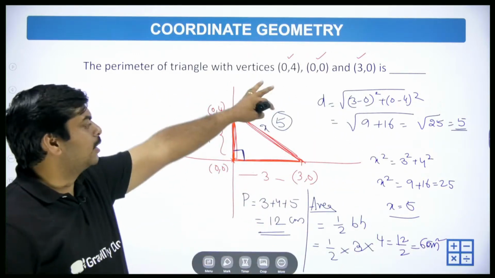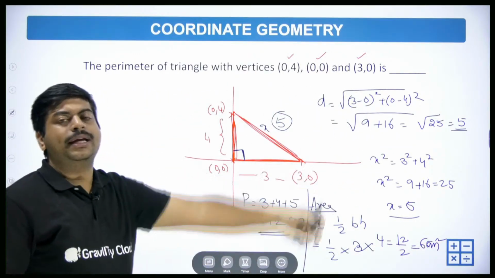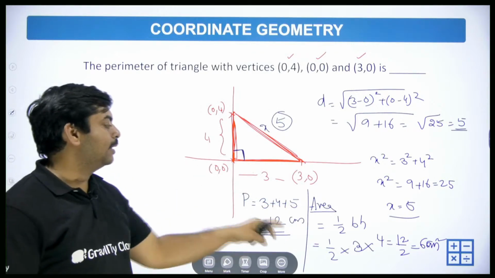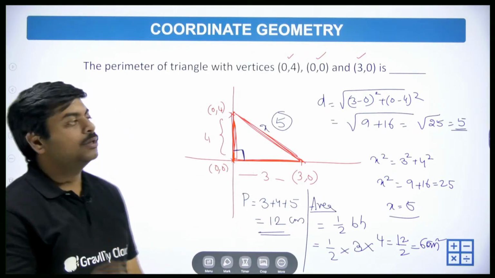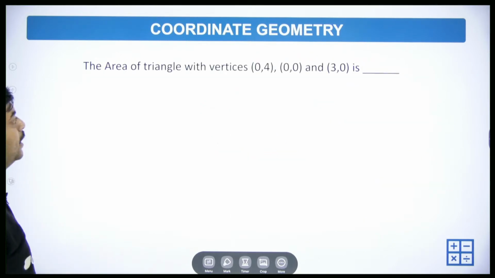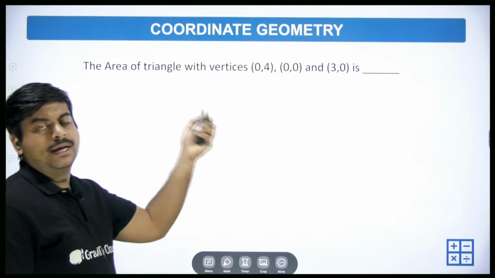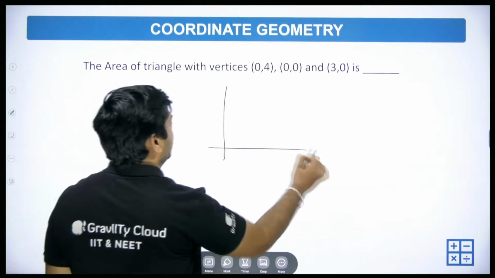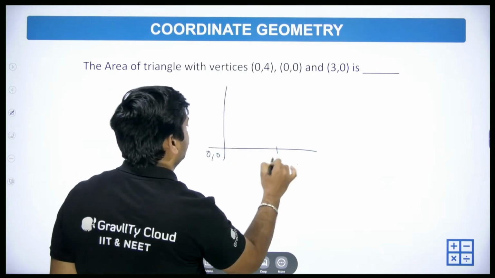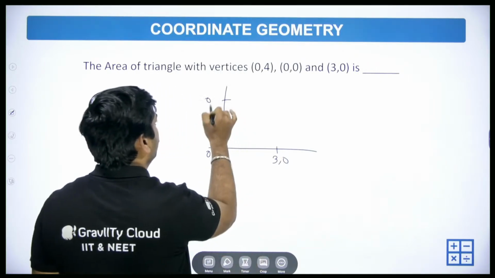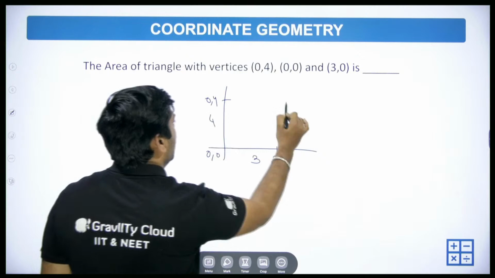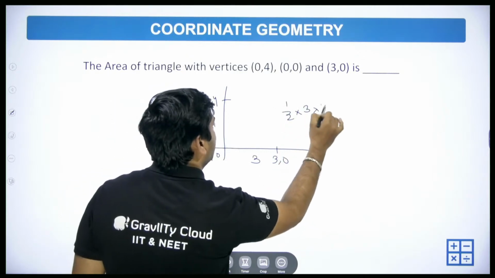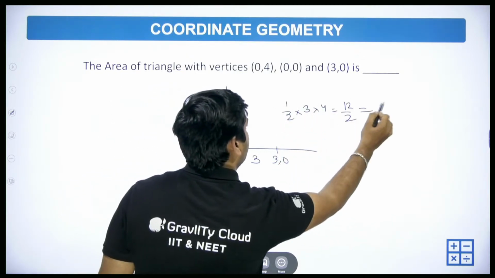If it is not centimeters, it is unit. Okay, area is 6 units square. The perimeter is 12 centimeters, right? So moving forward for the next question. The area of triangle, the same question we are discussing. The area of triangle with the vertices 0, 0, 3, 0, and another point is 0, 4. So this is 3 units, 4 units, half into base into height, that is 12 by 2, which is 6 units.